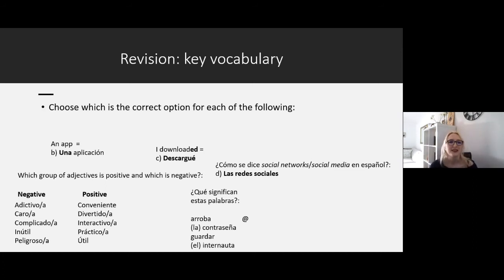¿Qué es una contraseña? What is a contraseña? This is a thing that we use all the time for security purposes. What is a contraseña?